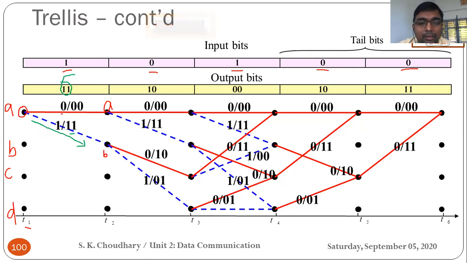Then again there are two possibilities as we now have at the time T2. So you are at A and B. From A there are two possibilities, and from B again two possibilities. By seeing the input, we have 0. So from B you now go to the 0 state. That means you have to follow this line, but you have to show all these four possibilities. And the output is 1 0. That's why 1 0 is shown here.